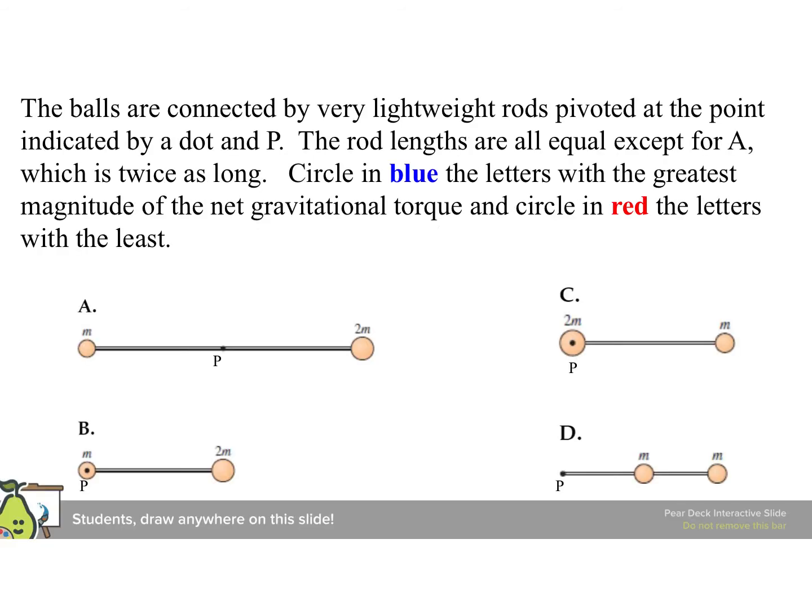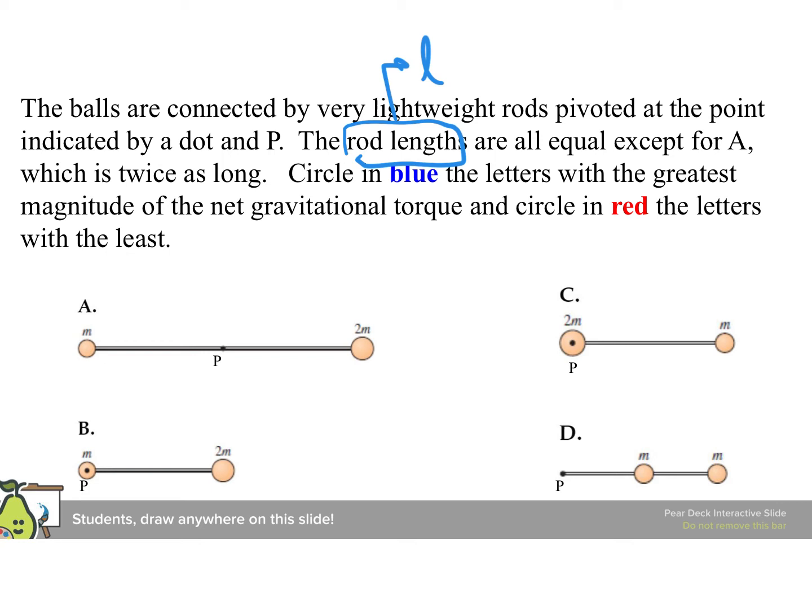These balls are connected by light rods pivoted at the point indicated by a dot and the letter P. The rod lengths are all equal except for A, which is twice as long. Circle in blue the letters with the greatest magnitude of the gravitational force, and circle in red the letters with the least. I'm just going to call that L, so we have something. And I'm going to call these things what I called M.